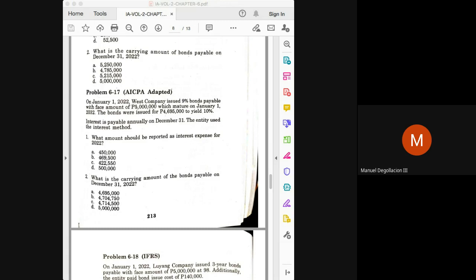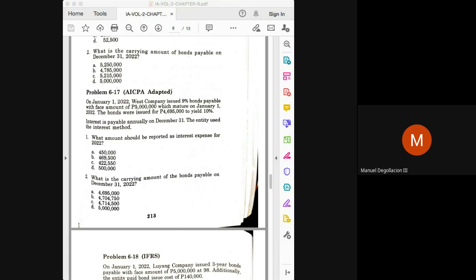Next is the third possible question for year two. How much is the remaining discount? Okay, after the amortization last year, the remaining discount was 274,500, and with the additional amortization this year of 30,500, the remaining discount would be 244,000 after 2 years. After 3 years, just deduct 30,500, so on and so forth.